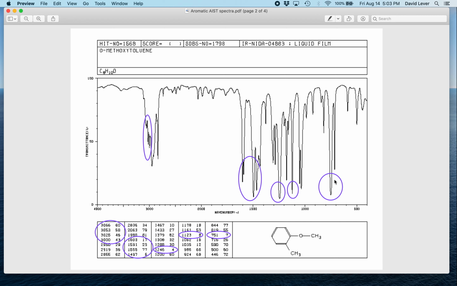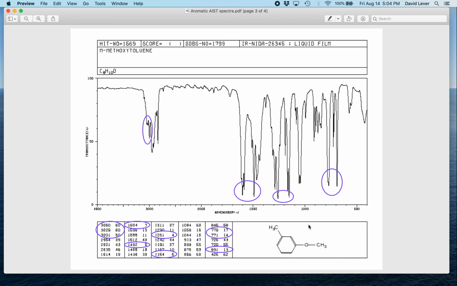And then the single peak here at about 751, right? That is distinctive for the ortho or 1,2 substitution pattern. Single peak somewhere around 750. You'll notice we also have peaks here. These are the carbon-oxygen stretches, single bond stretch for an sp3 CH, right, at the lower energy, and an sp2 CH at the higher energy. So you see that peak at 1246 and the peak at 1123. Those are our two different carbon-oxygen single bond stretches.